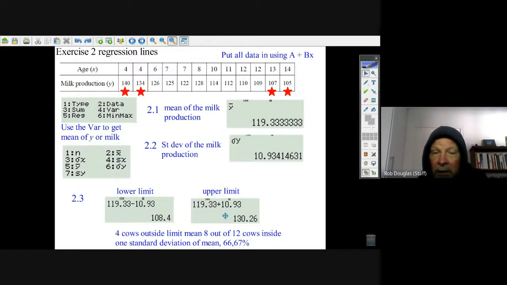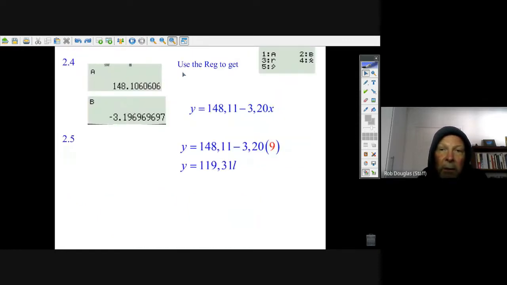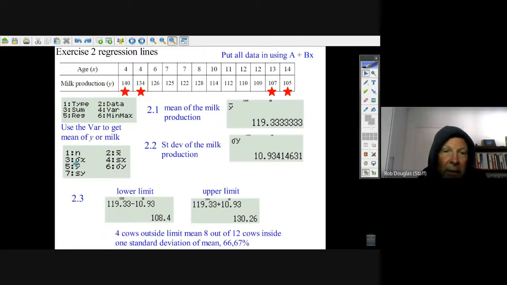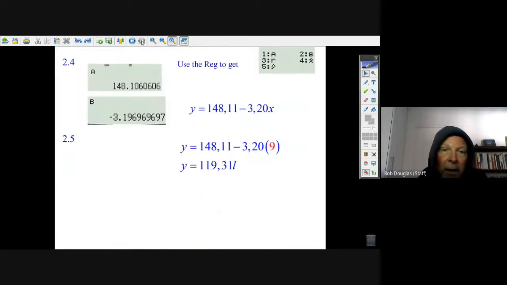And what percentage is that? 8 divided by 12 times 100 is 66.67%, rounded off there. So that's how many cows are inside one standard deviation. I think the next question asks, what's the regression line? Well, all I do is I go back here, and at this stage, I hit 5. And there's my A value, 148.11. There's my gradient, negative 3.20. And there's my equation of the regression line.